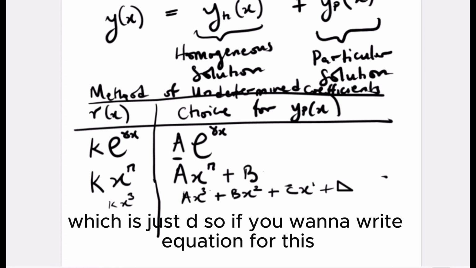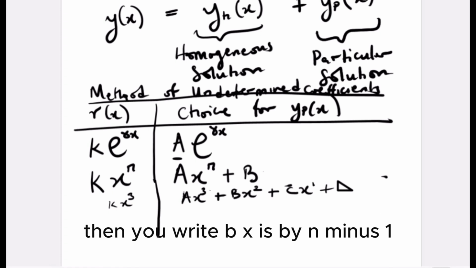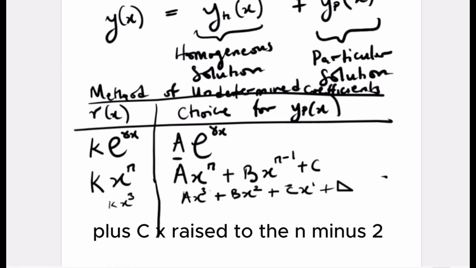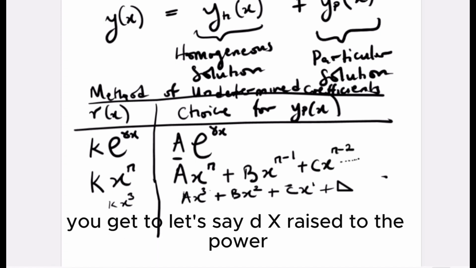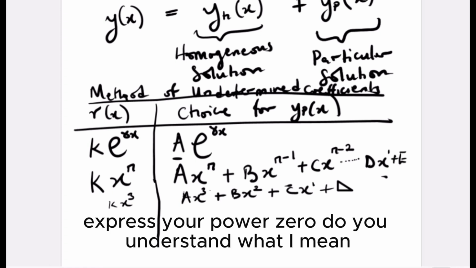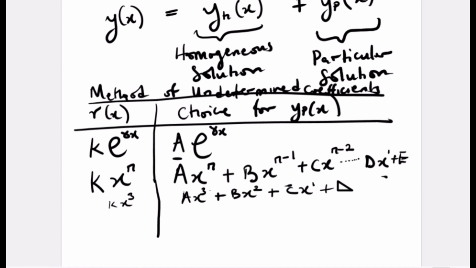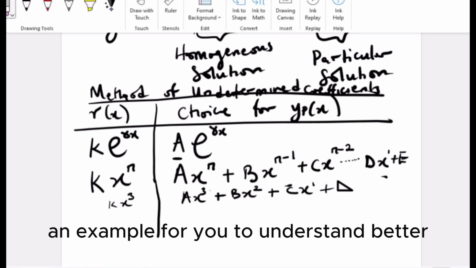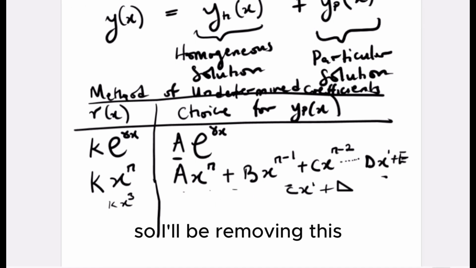So if you want to write the equation for this, then you write b x raised to power n minus 1 plus c x raised to power n minus 2. Then you keep moving till you get to, let's say, d x raised to power 1, then plus e x raised to power 0. Do you understand what I mean? I just use this as an example for you to understand better. So I'll be removing this.